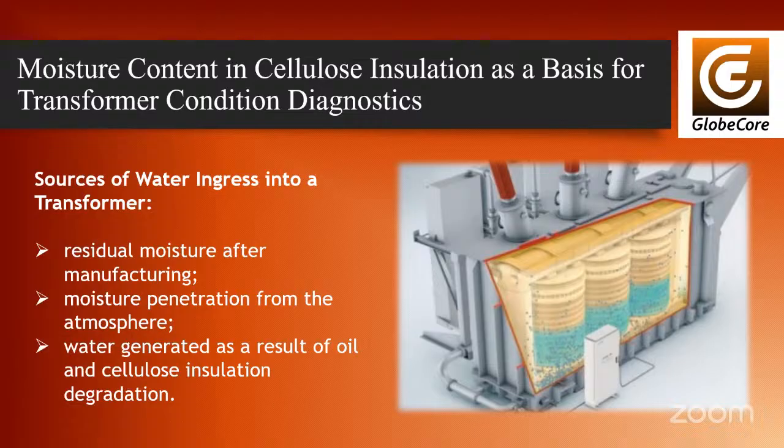Third, water from oil and insulation aging. During the whole life of the transformer, the oil and paper slowly break down. High voltage and high load speed up this process. At temperatures over 18 degrees Celsius, the oil starts cracking and produces acid, sludge, gases, and water.